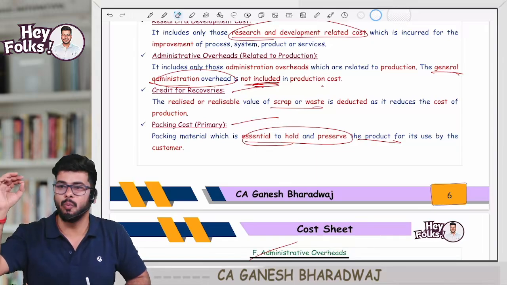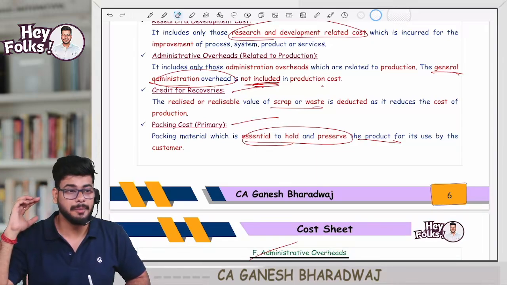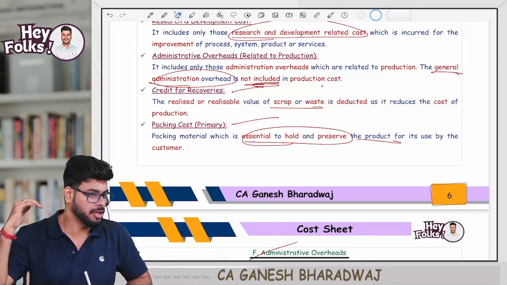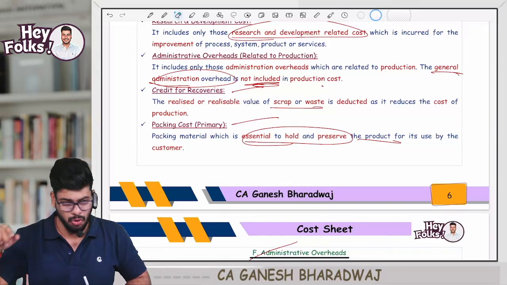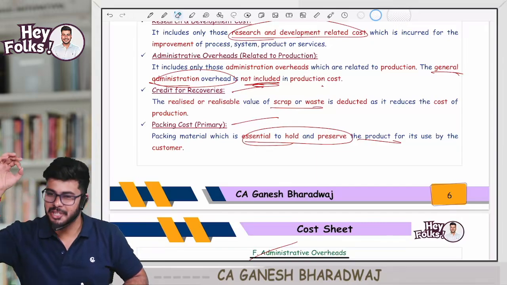Bank charges. What will you do with respect to bank charges? Where will it come under? Will we actually consider it or not? No is what many students think. But it should be considered.